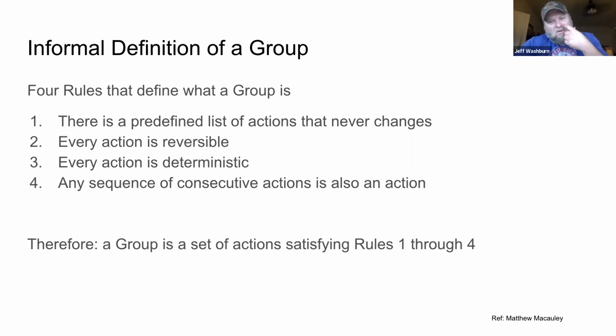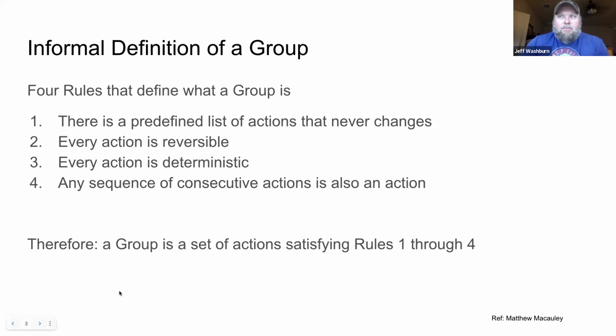There are four parts to group theory, or we'll give it an informal definition. Four rules: there's a predefined list of actions that never change. Every action is reversible. Every action is deterministic. And any sequence of consecutive actions is also an action. So a group is a set of actions satisfying rules 1 to 4.